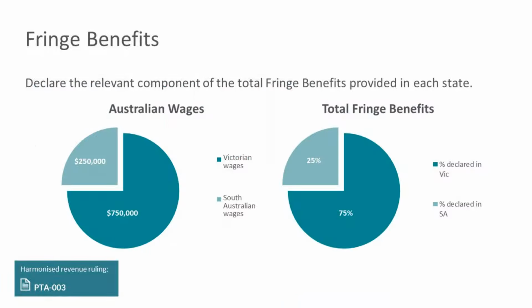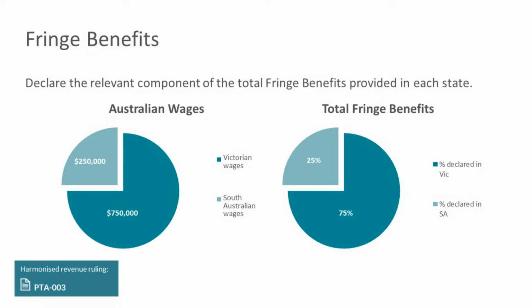For employers who employ in more than one state or territory, it is recognised that it may not be possible for an employer to identify state-specific components of fringe benefits. This is a common area of over-declaration, and you should refer to Revenue Ruling PTA 3, which outlines the method for declaring fringe benefits where the state-by-state component is not readily ascertainable. In these circumstances, the fringe benefit amount may be declared on an apportionment basis with reference to the ratio of wages paid in each state and/or territory.